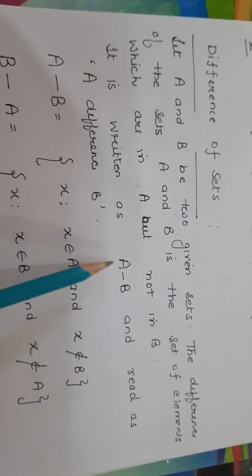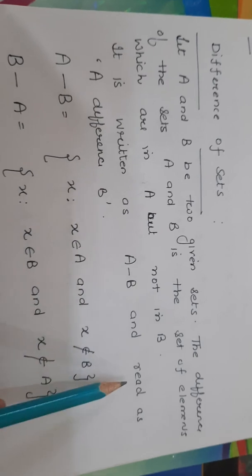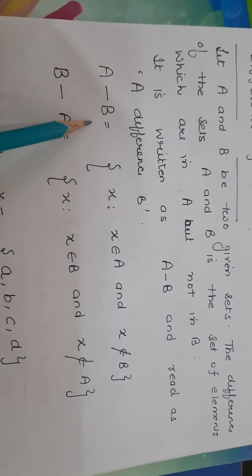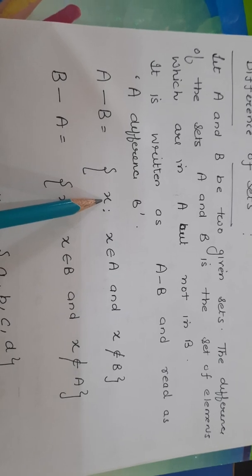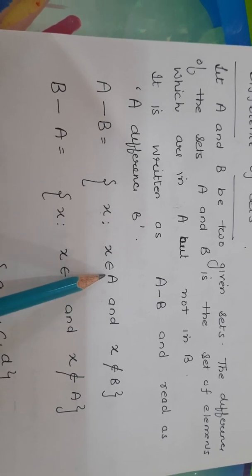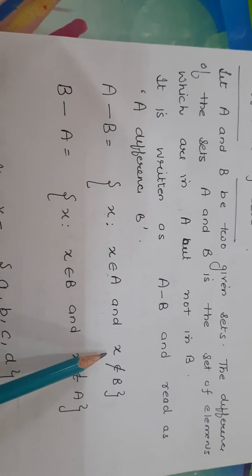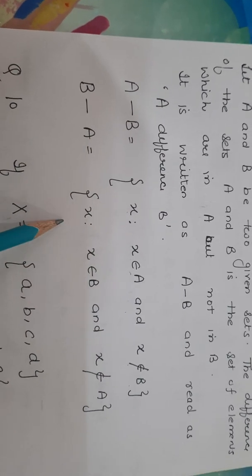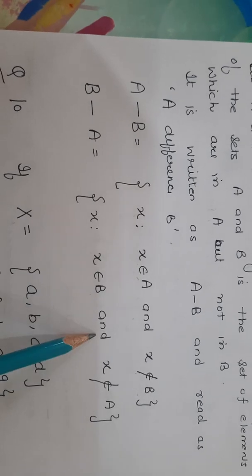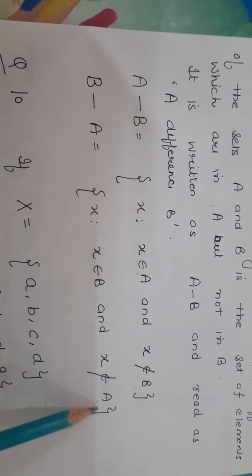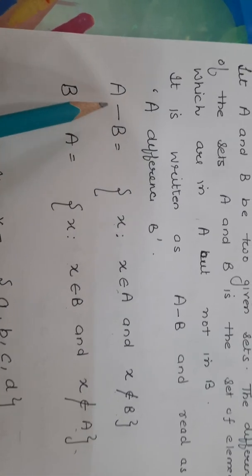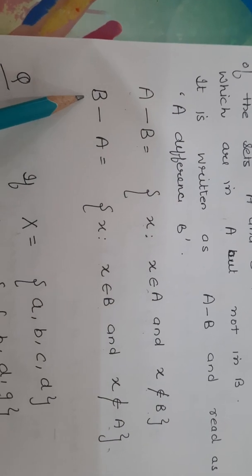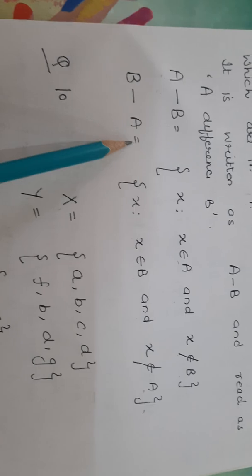Now it is written as A minus B, and we read it as A difference B. A minus B is the set, this is your set builder form, of X where X belongs to A and at the same time X does not belong to B. B minus A means the set of those X where X belongs to B and X does not belong to A. You can also read it as the set of those elements of A which are not in B. Here, the set of those elements of B which are not in A.